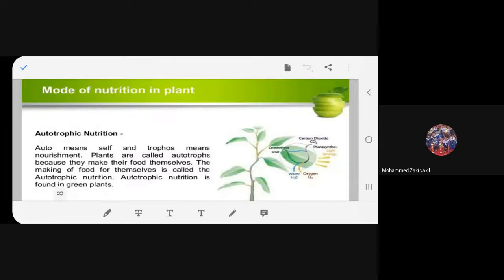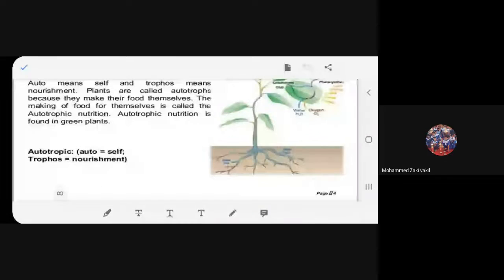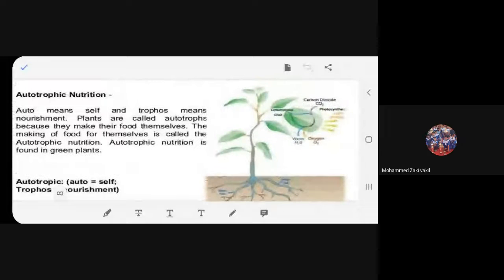Ma'am, we have reached here, in autotrophic nutrition. Have you finished the slide? Yes, we have finished the slide. Good. So you're smart.